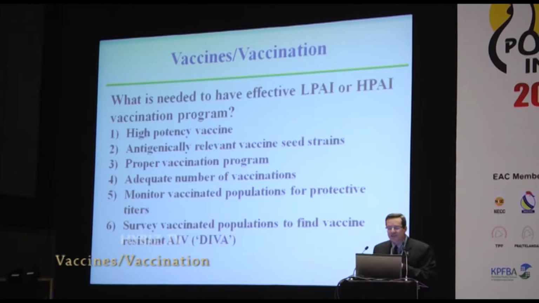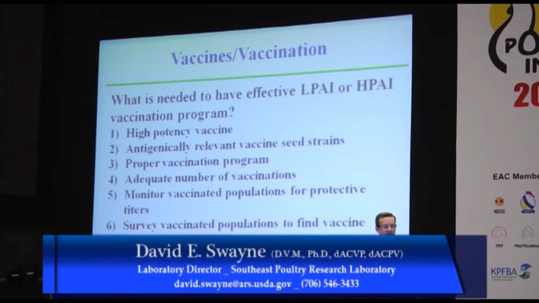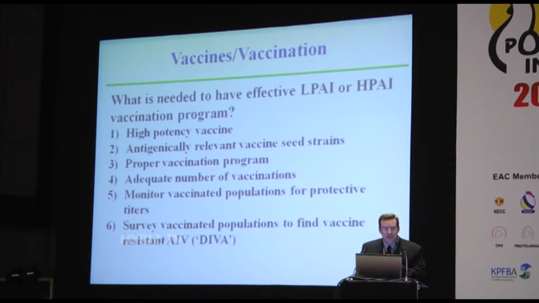Now on vaccines, I just want to finish up with a few comments about vaccines. So what is needed to have an effective high-path AI and low-path AI vaccination program? First, you've got to have high-potency vaccines. Second, they have to be antigenically relevant vaccine seed strains. You have to have the proper vaccination program.